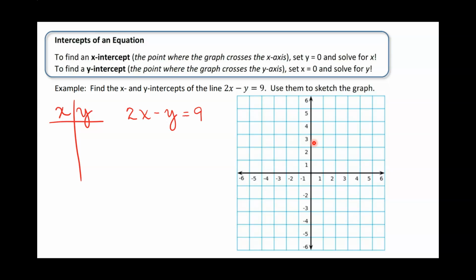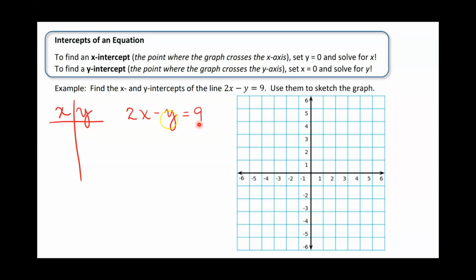To begin with, a lot of you will be able to just do this in your head, all right? So for instance, if I put 0 in for this x right here, that whole term goes away. So just put your finger on top of that term. And when you do, you're left with negative y equals 9. Well, if negative y equals 9, y is equal to negative 9. It's just a little baby equation you can probably solve in your head.